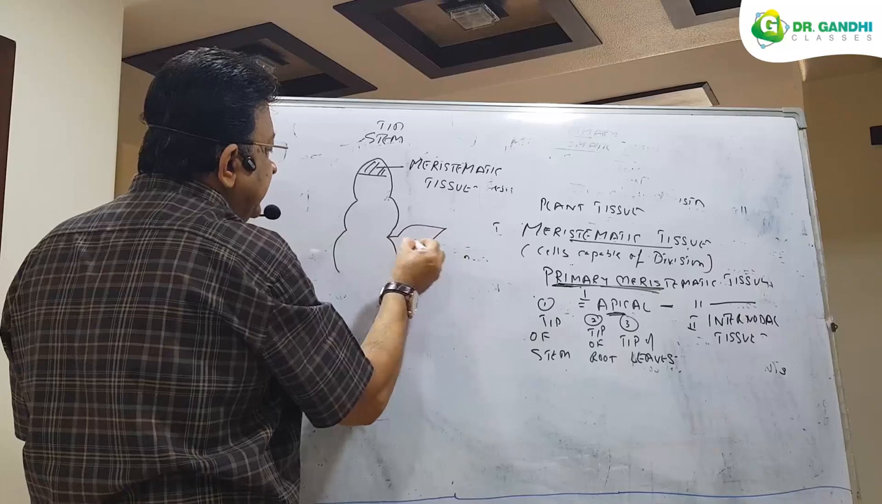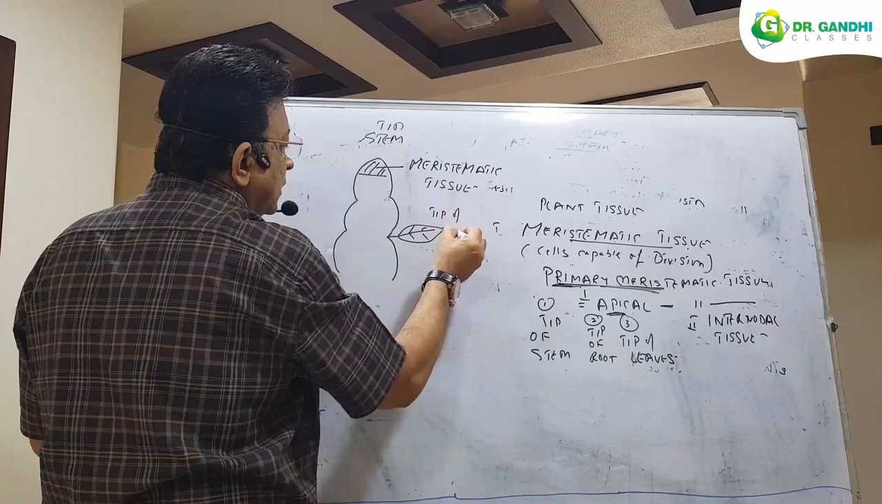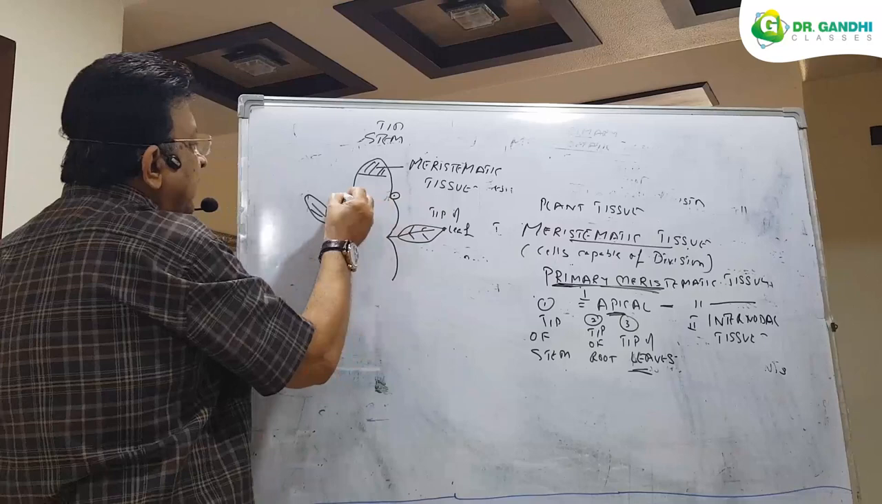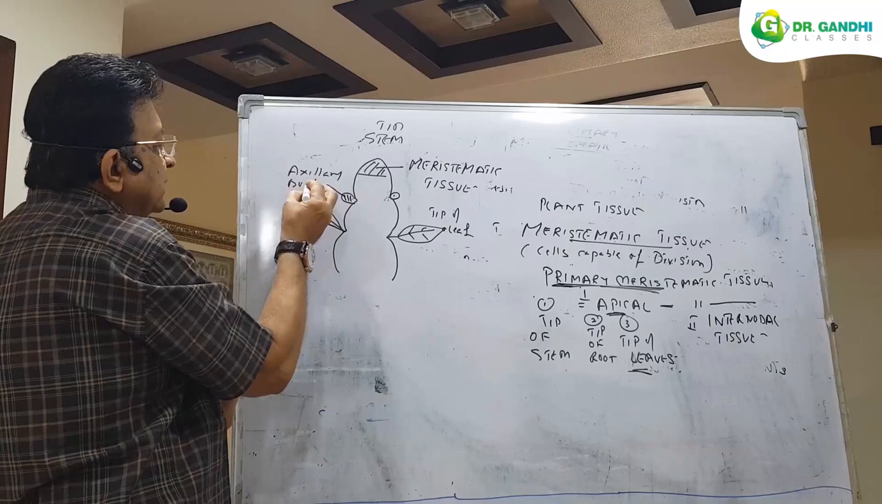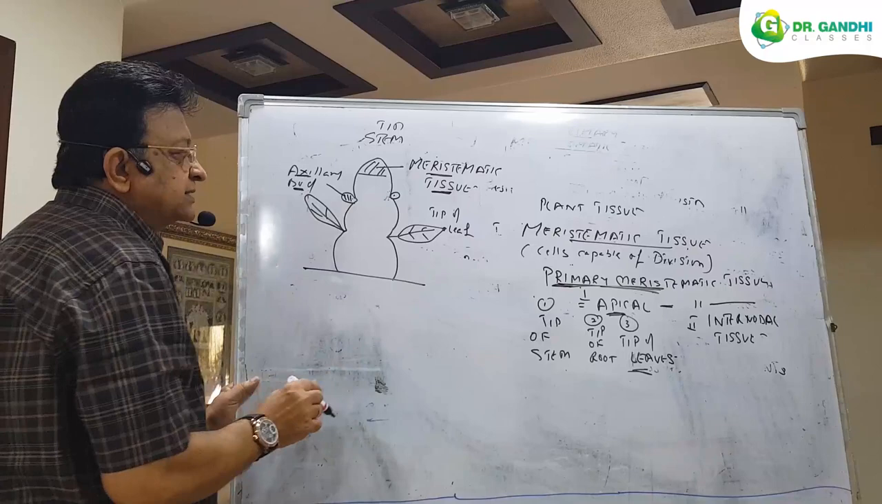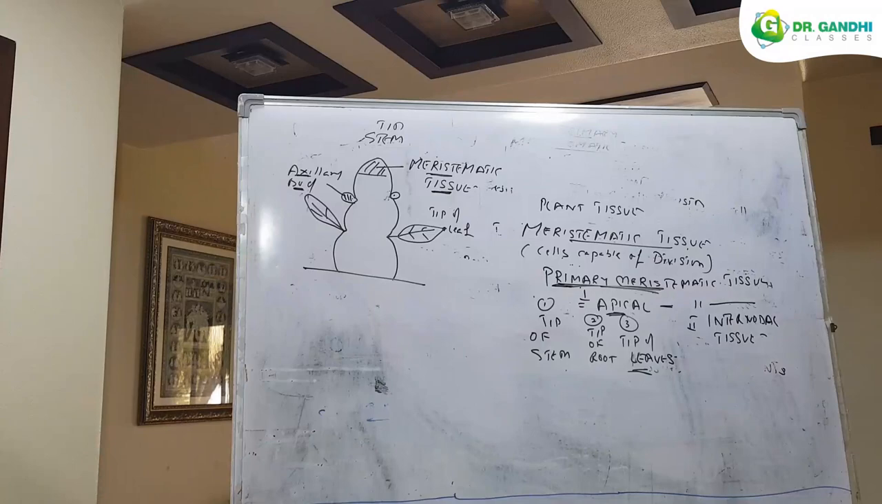So at the tip of a leaf you have meristematic tissue. This then are the leaves. Next you can see an axillary bud can come up. Axillary bud can form a flower, can form a fruit. Therefore, in the axillary bud is also present the meristematic tissue. So you can see I have drawn the three locations to make you understand where the meristematic tissue cells capable of division are present.